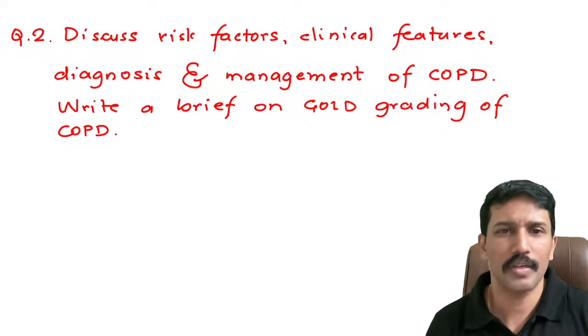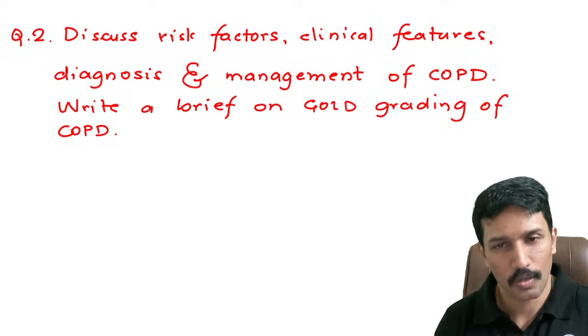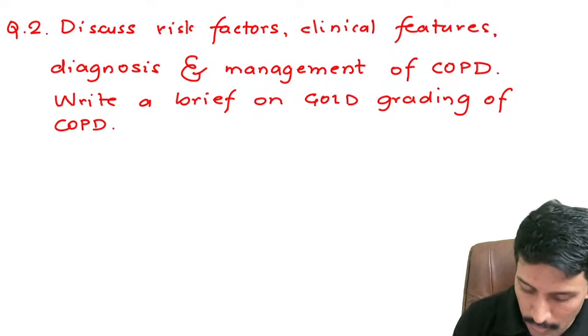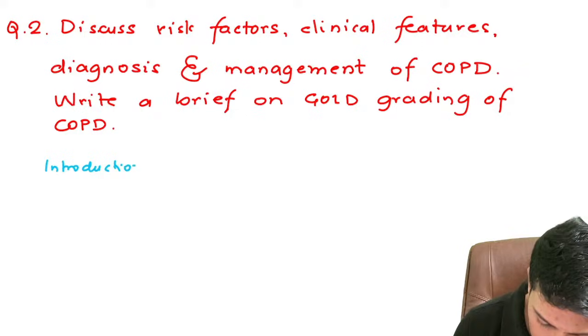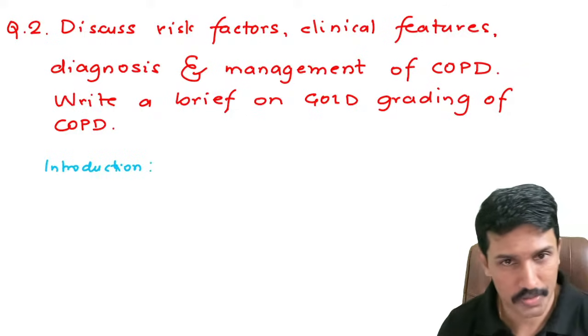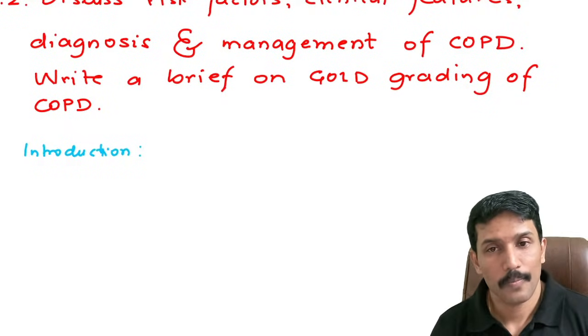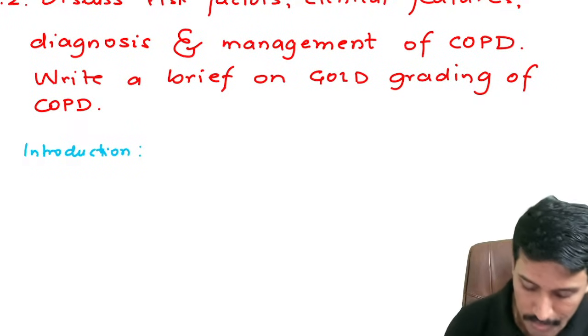And when it comes to clinical features, it is better to discuss under two separate headings: the chronic bronchitis as well as emphysema, right? So let us first begin with the introduction as usual. What is the introduction you would like to give for COPD? This is also an airway disorder, just like asthma, characterized by obstruction. But what is the difference? COPD is characterized by persistent obstruction. Asthma is characterized by reversible obstruction.